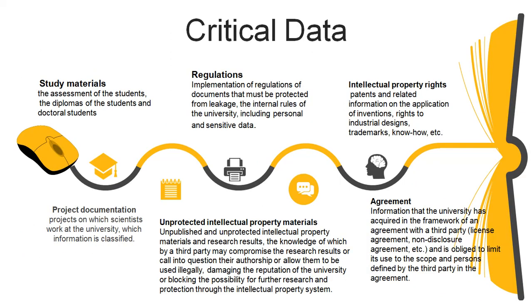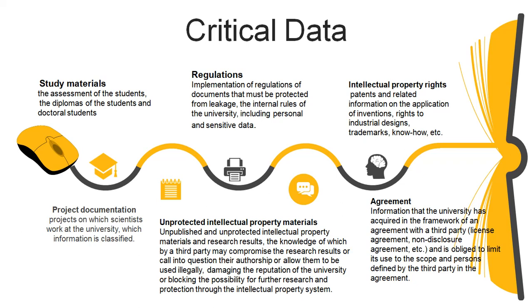In terms of critical data, as mentioned, this is the first step in the process of building university data loss protection policies. Among the critical data types that we have identified, here you can see some of the most important ones, like study materials, the assessment of students, the diplomas of the students, project documentation related to projects on which scientists work at the university, especially those projects where there is some restricted access to information.